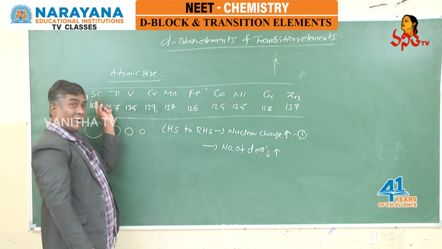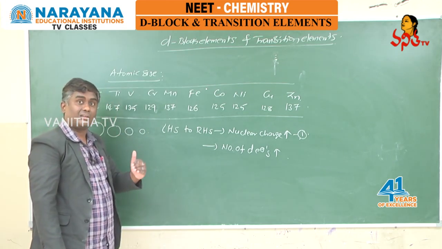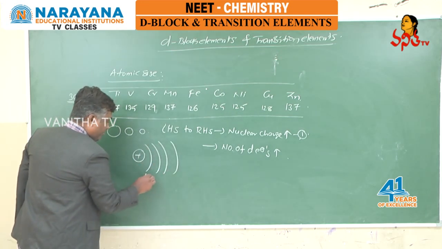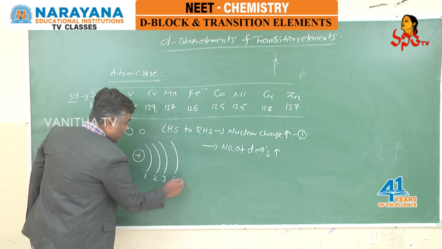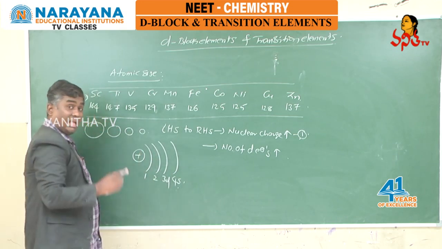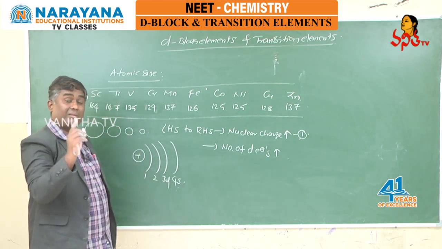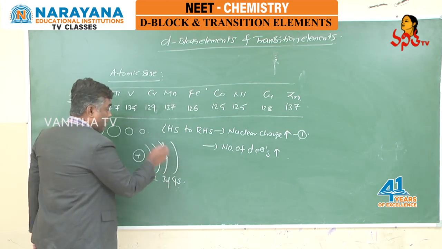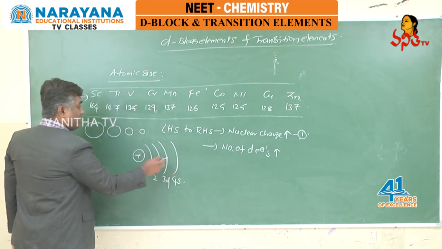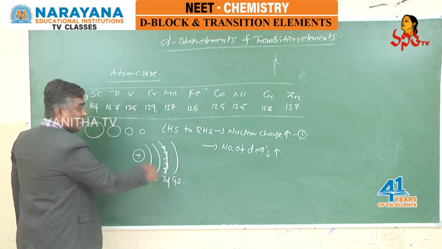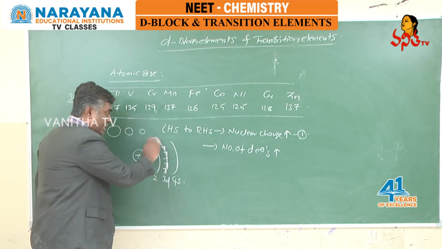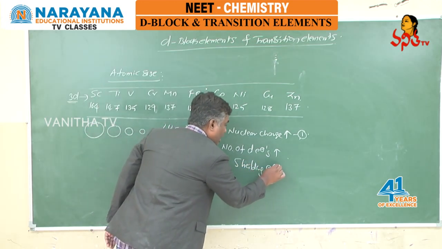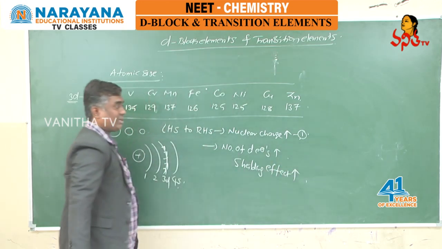At the same time from one element to next element number of d electrons also increases. Nucleus is there. If you consider first, second, third and fourth shell, in fourth shell we have 4s, in third shell we have 3d. And the d block elements definition we discussed: the elements in which differentiating electron enters into d orbital of penultimate shell. Means from one element to next element number of electrons in third shell are increasing. When number of inner shell electrons increases, shielding effect also increases.